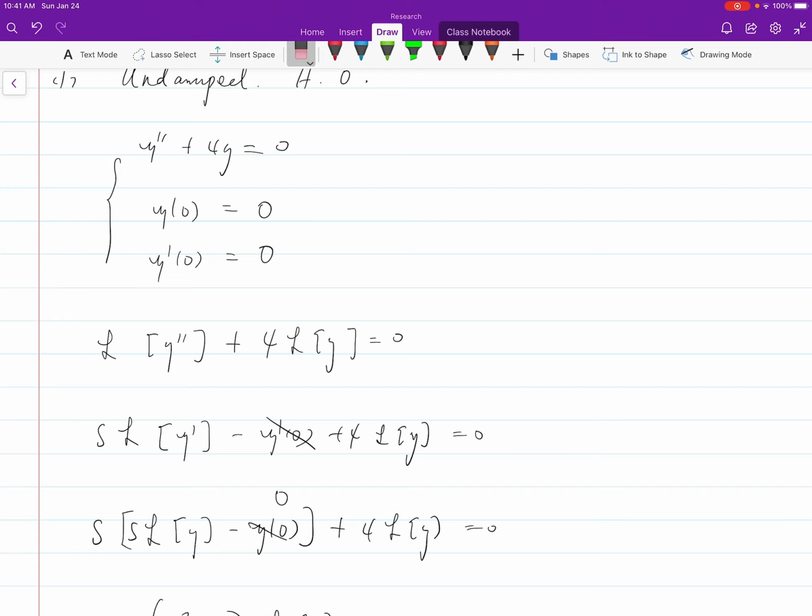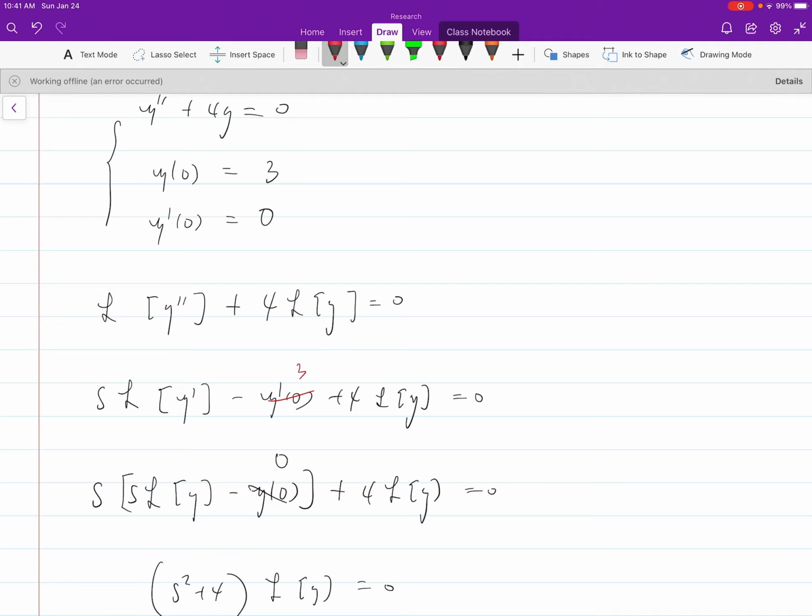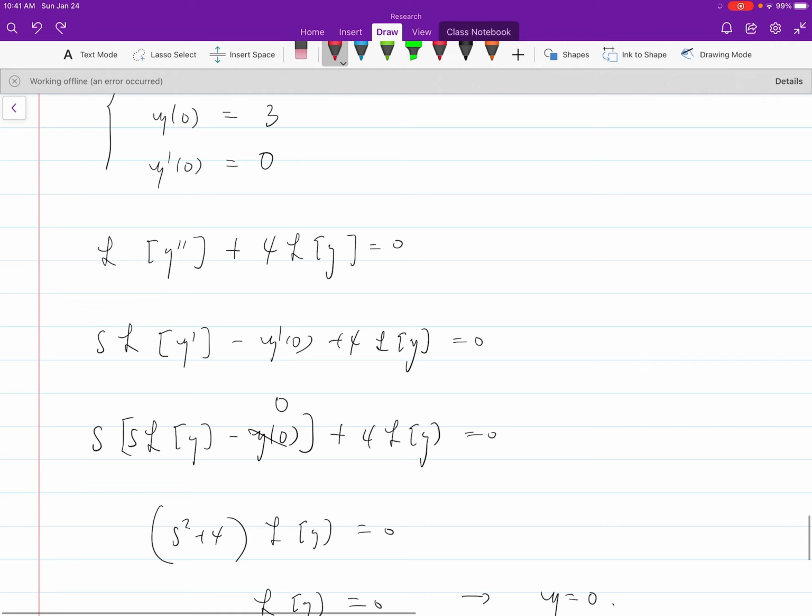Now what we're going to do is give you initial conditions of 3. That means initially I have this one relaxed, but now I pull it to 3 with no velocity, and then suddenly I release it. What's going to happen? So now let's change it. We change this to 0, and change this to 3.